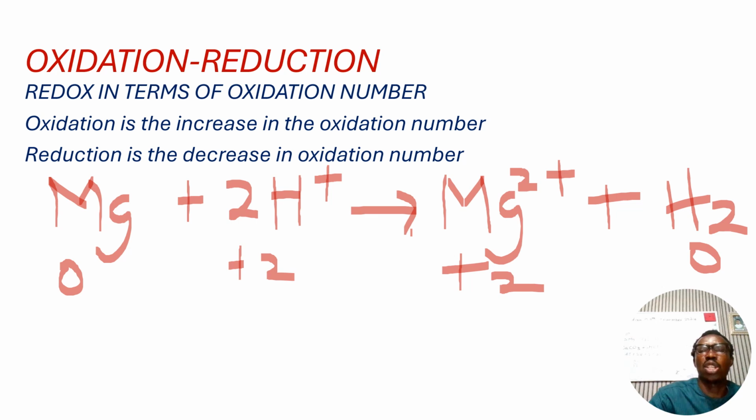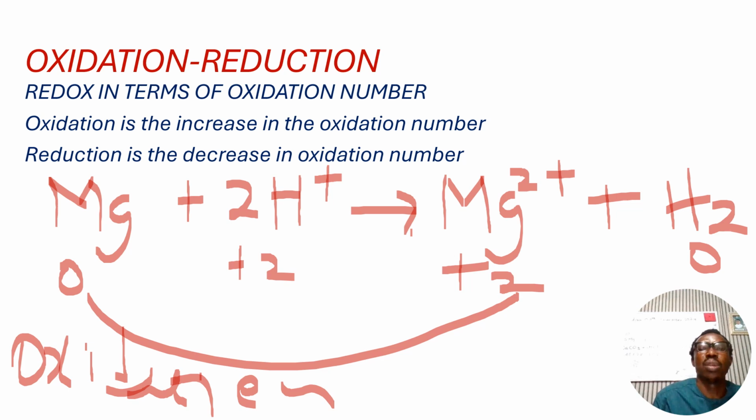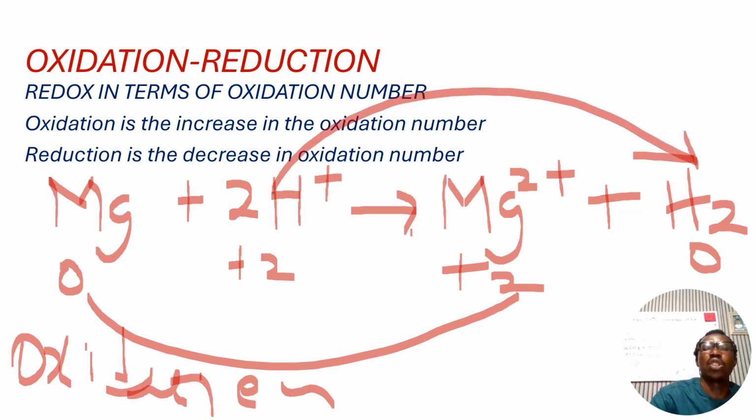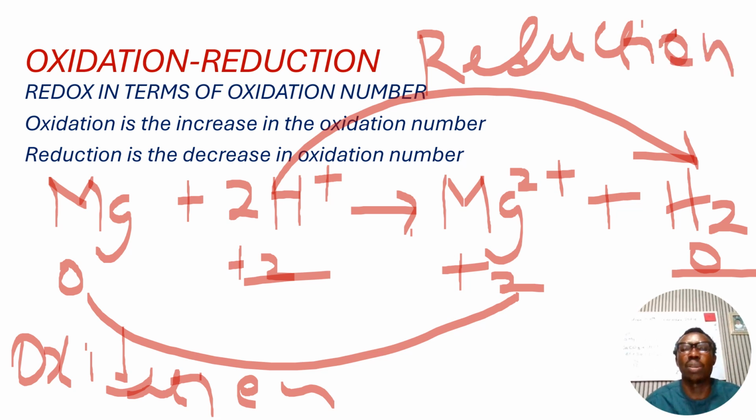So there's an increase in the oxidation number from 0 to +2. So we say what? Magnesium is what? Oxidized. So this is oxidation of magnesium, which is the increase in oxidation number from 0 to +2. Why this one is what? Reduction, from +2 to 0, which is decrease in oxidation number from +2 to 0. This is what? Reduction, which is decreasing what? Oxidation number. So it's as simple as ABC. Oxidation is the increase in the oxidation number, while reduction is decrease in oxidation number.